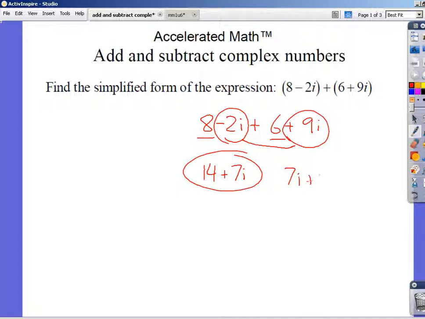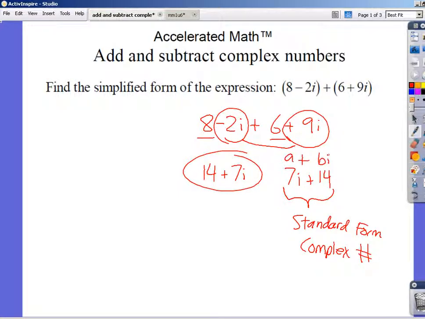Some people may have written that as 7i plus 14, and that's true, but it's simply not in what we will call the standard form of a complex number. The standard form of a complex number is going to be in the format of a plus bi, where a is the real number or the real component of it, and bi is the imaginary component. Okay, so that's a standard form of a complex number. This one is not.